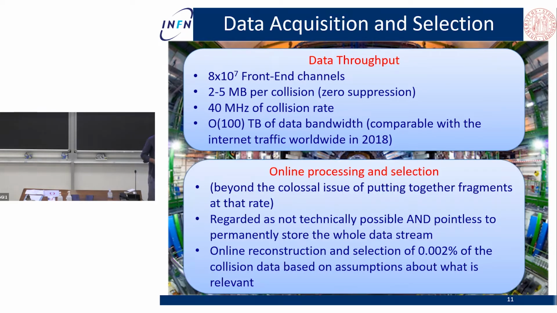So how do we deal with that? We need to process the data and select on the basis of what we process. Beyond the fact that you need to put fragments coming from all over the place into a single event at 40 megahertz, which is an extremely complicated task, people regard it as technically not feasible, but also pointless, to permanently store the data that the LHC is producing. So we end up with a tiny fraction of events that are recorded, of the order of 0.002% of the events the LHC is producing. Everything else is discarded without even looking into it.